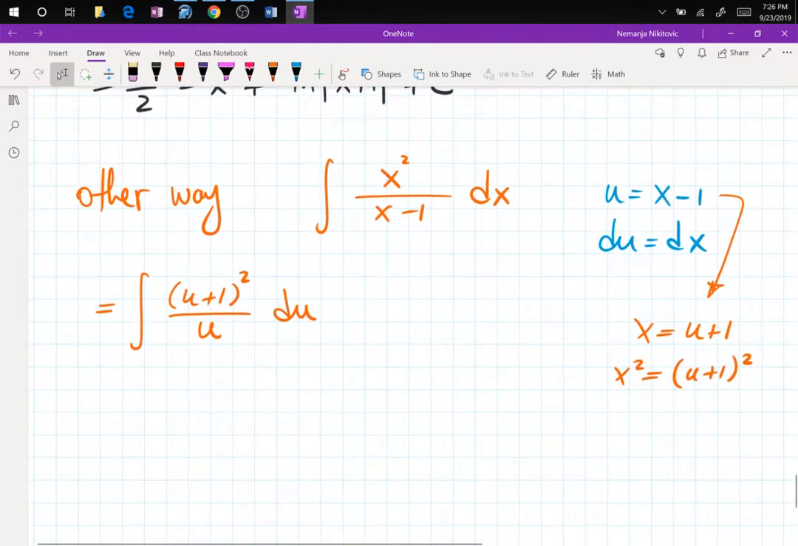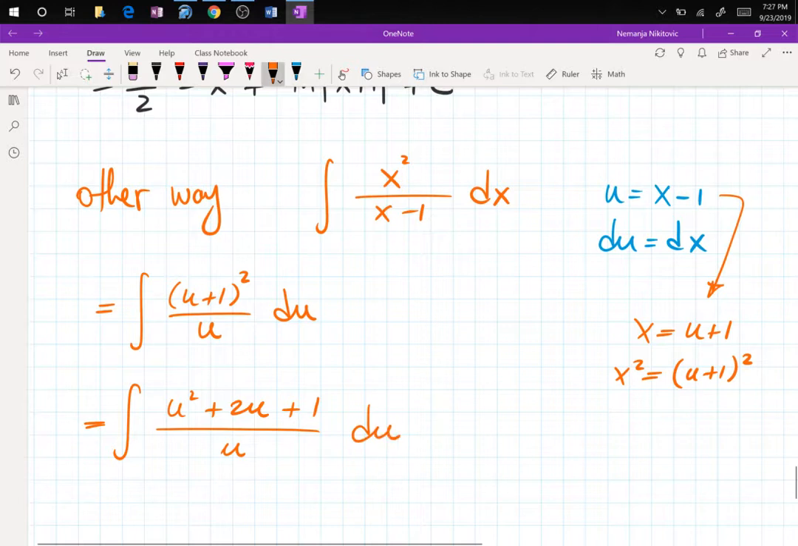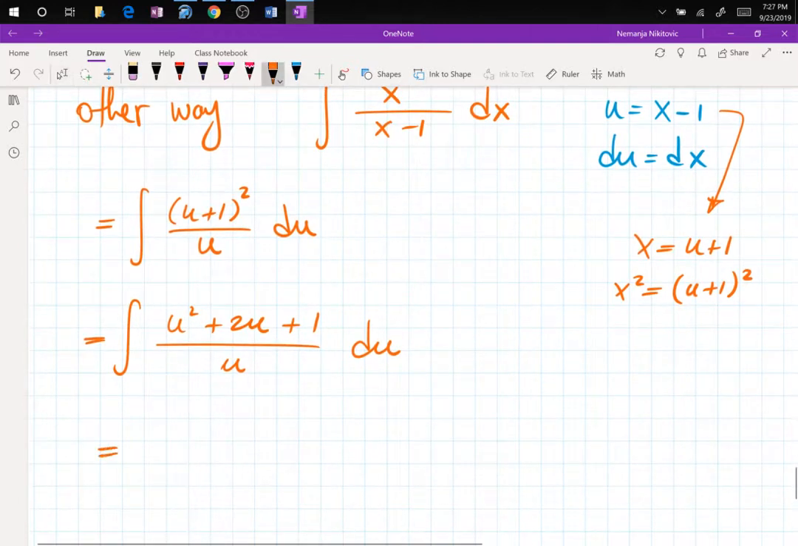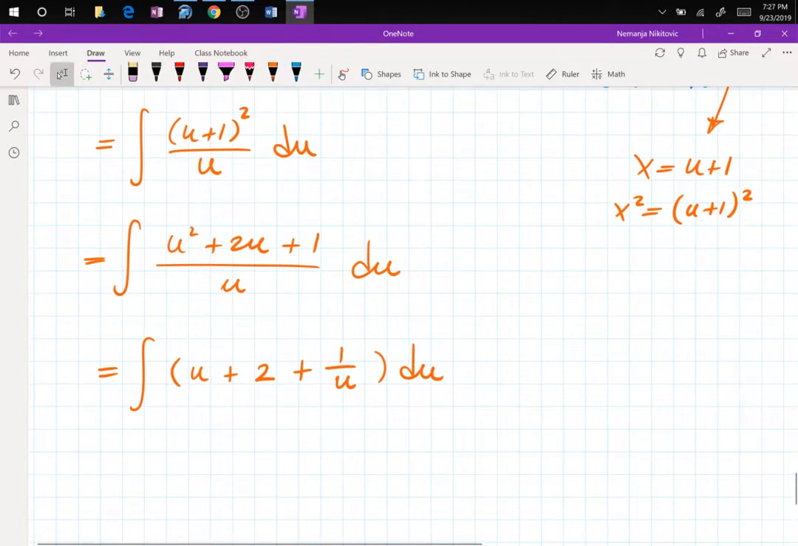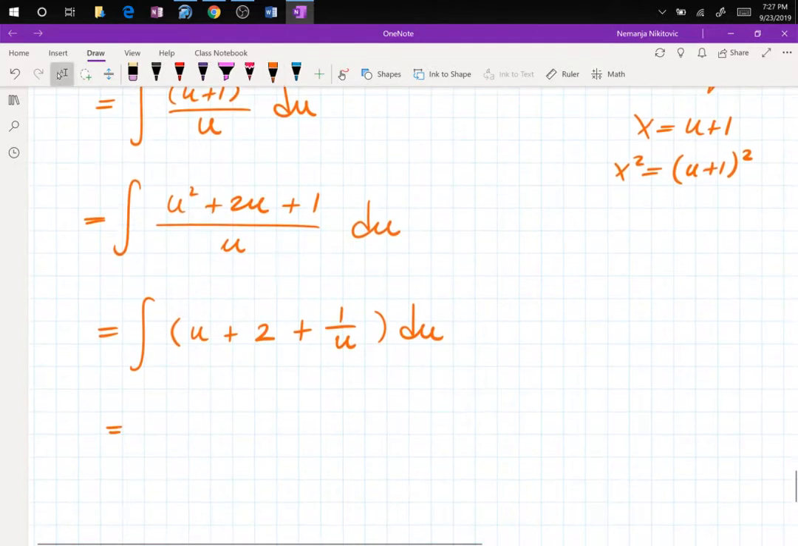So now you will FOIL into (u squared plus 2u plus 1) over u du, and then you will simply divide everywhere, and you will get (u plus 2 plus 1 over u) du. So now we have u squared over 2 plus 2u plus ln of absolute u plus c.